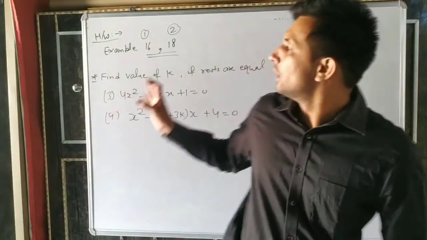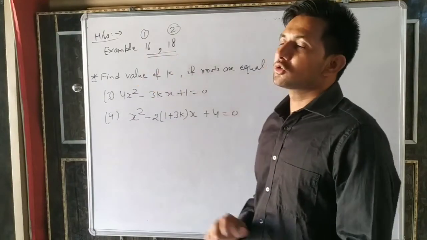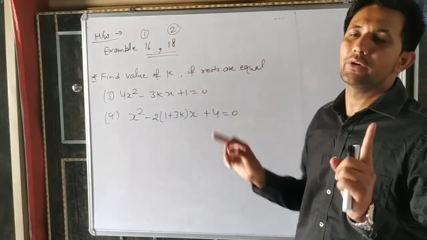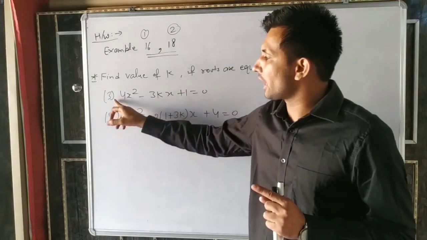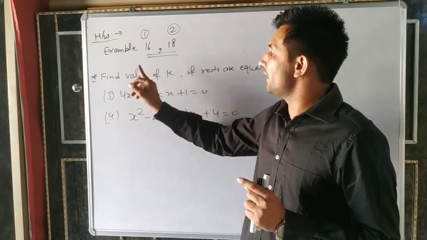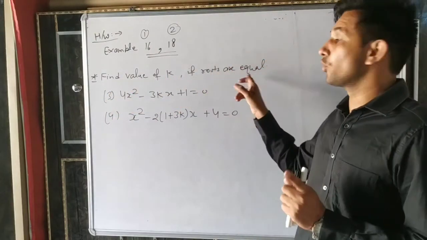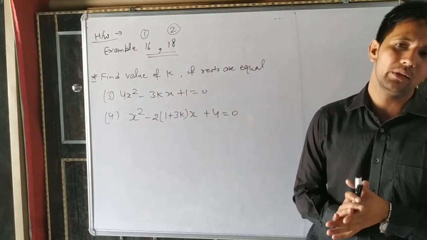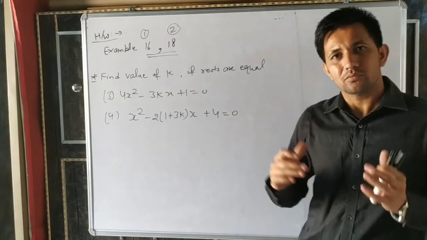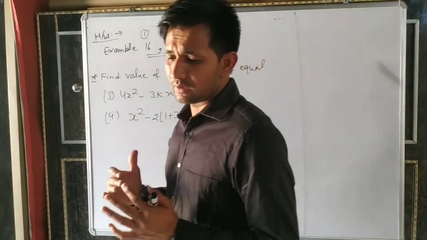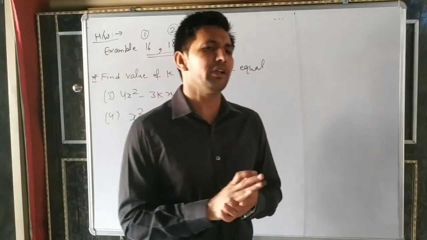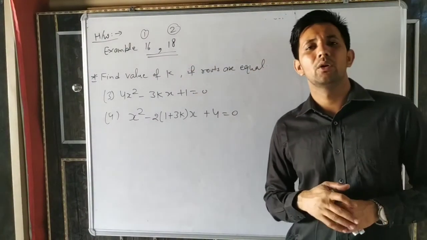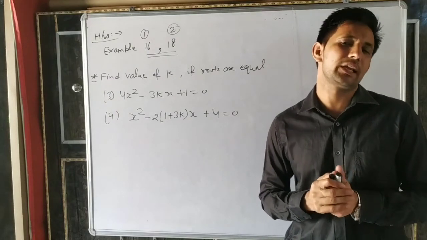So there is some homework for you. You have to solve example number 16 and example number 18 in your notebook, and 2 more questions. In the third and fourth question you have to find the value of k if roots are given equal. I hope you understand this chapter clearly, and if you have any problem dear, please ask me and send your homework also on my WhatsApp number. Take the photos and send me.